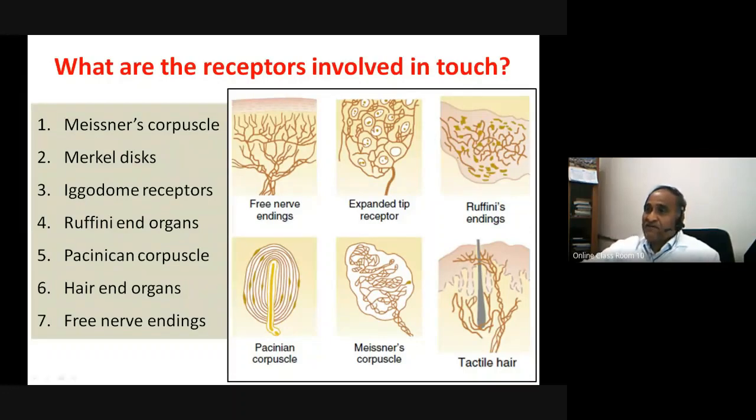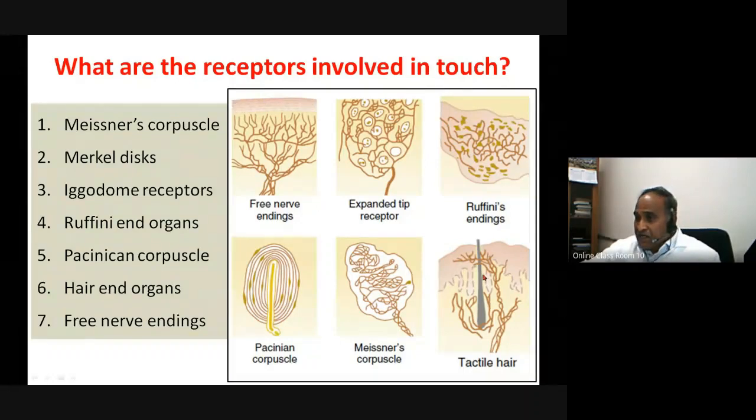Then we have Ruffini end organs. These are Ruffini end organs. They are in the deeper structures. The Pacinian corpuscle. This is the Pacinian corpuscle. They are located at the subdermal level. They may be deeper. Superficially, they are fewer.